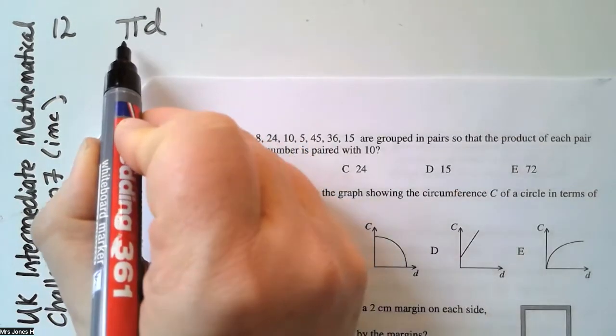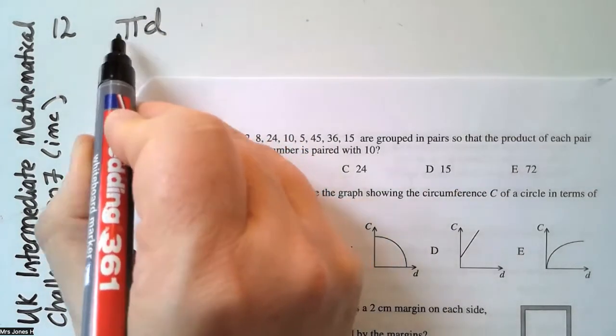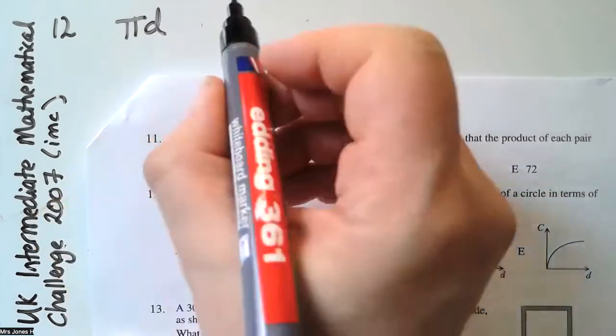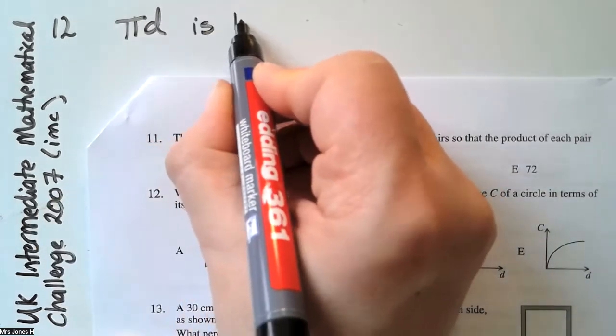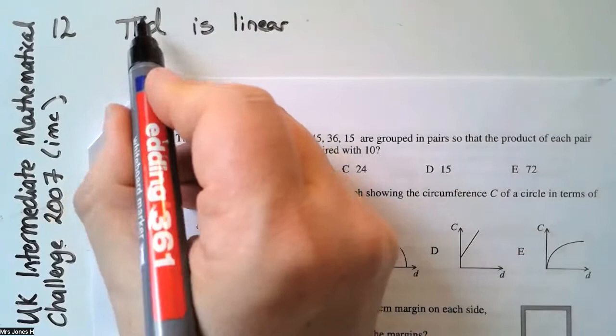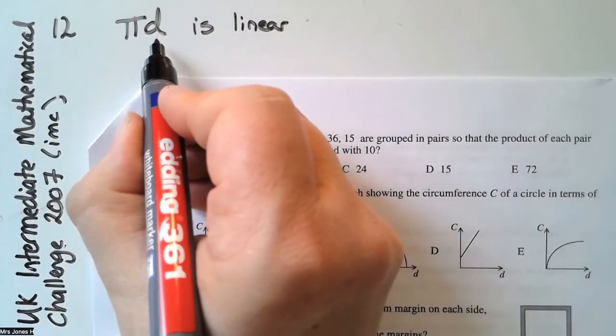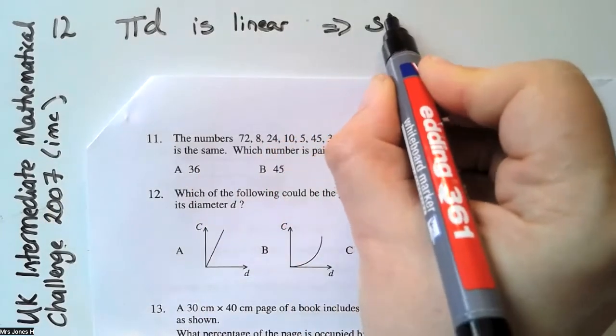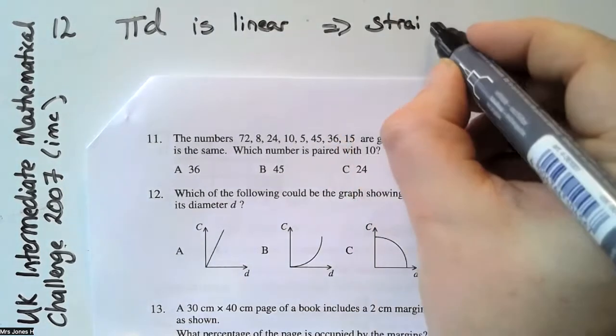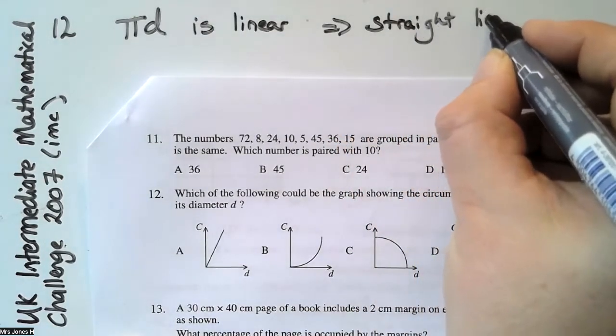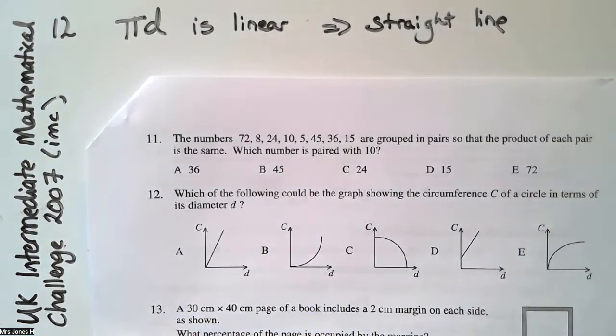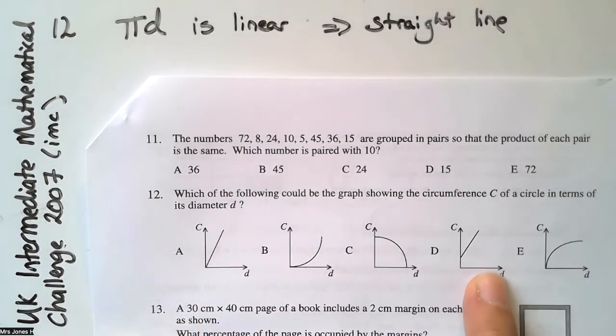If the diameter goes up, the circumference goes up, and it's a linear relationship. So this is linear. We're not squaring the diameter at any point. So we know that that is a straight line. So there's only two of these that it could be. It could be A or D.